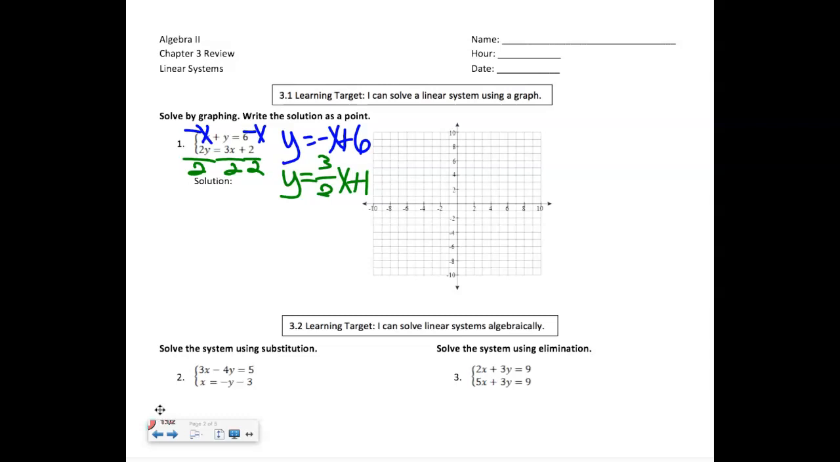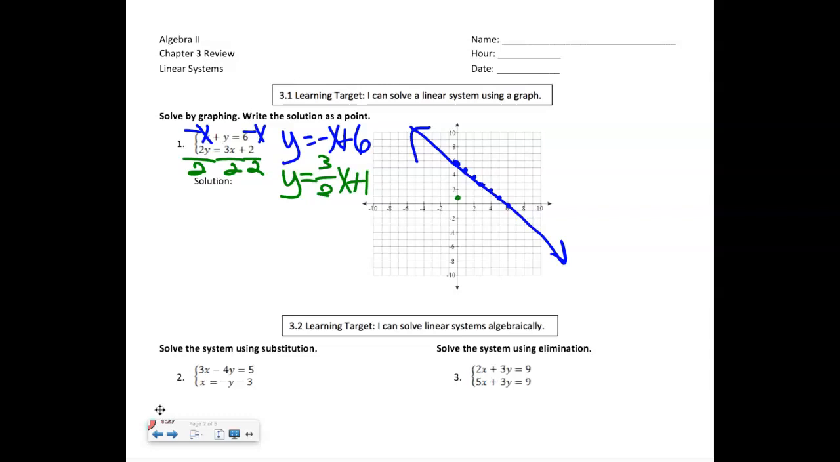The top one is telling me I'm going to start at 6, and I'm going to go down one, right one, down one, right one. Okay, these are graphs. Make sure you're making your graphs as nice as you can because your graph gives you your answer on where they intersect. Okay, I'm connecting all of my dots. Notice these graphs don't have shading because we have equal signs instead of inequality signs.